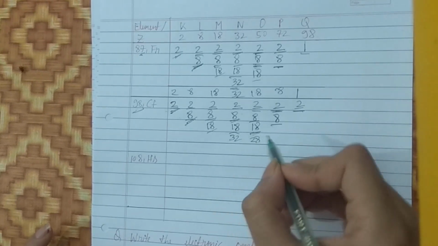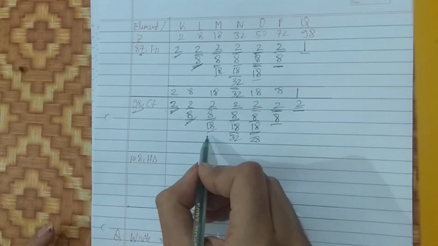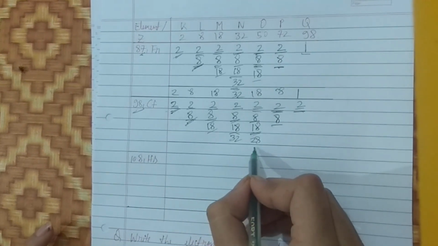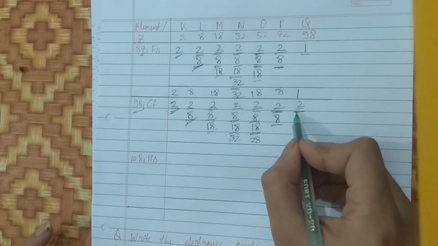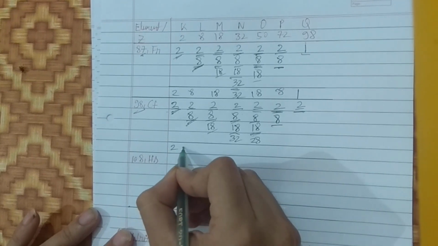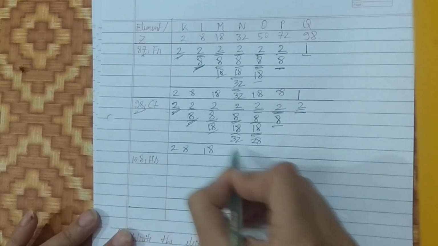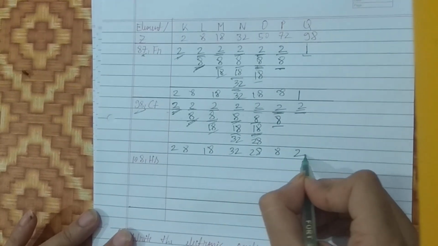28. Okay, let's add 8 to 10 and 18, 28, 60, 70, 80, 88, 96 to 98. So it's done. So the final electronic configuration will be 2, 8, 18, 32, 28, 8 and 2.